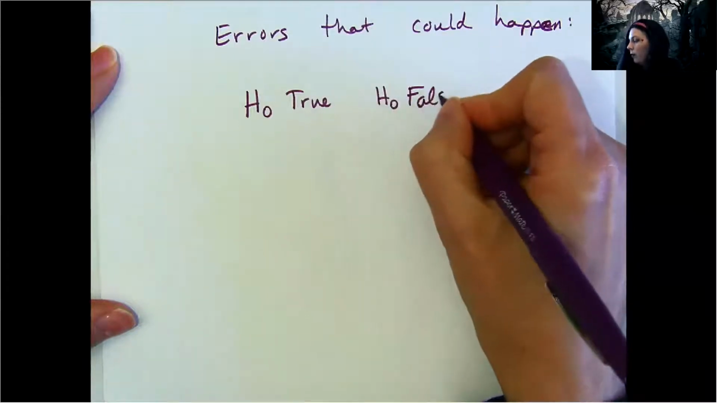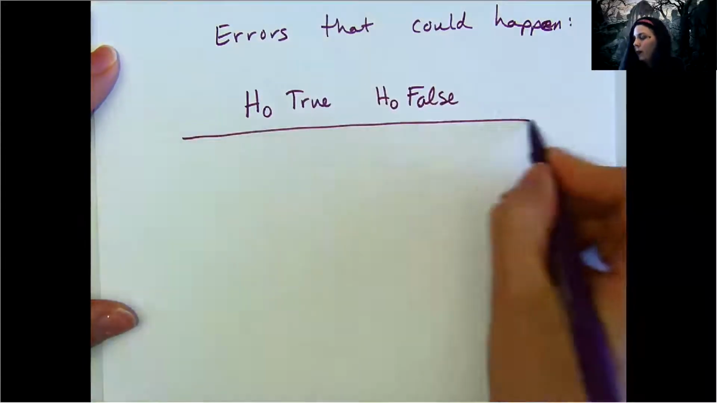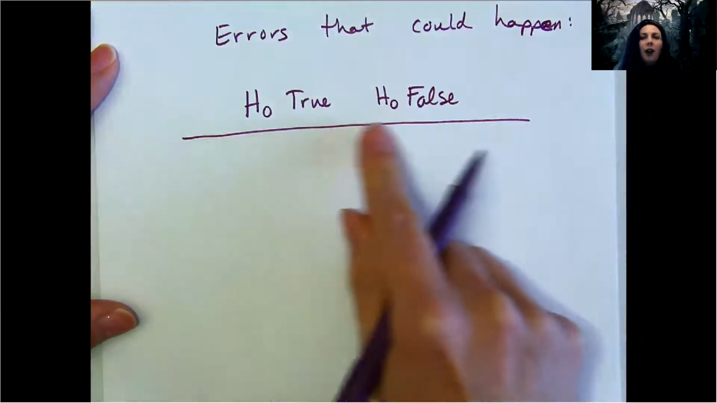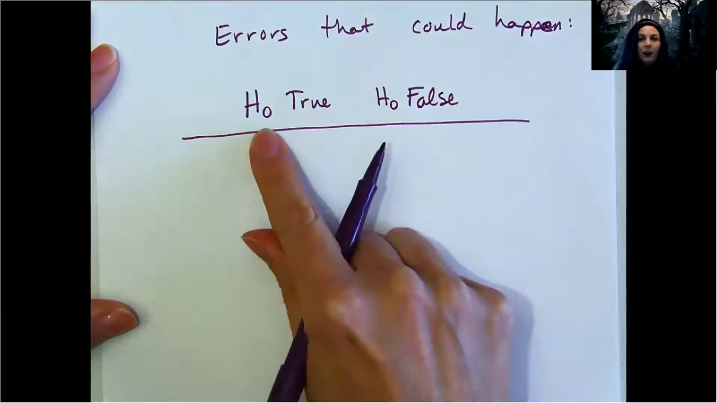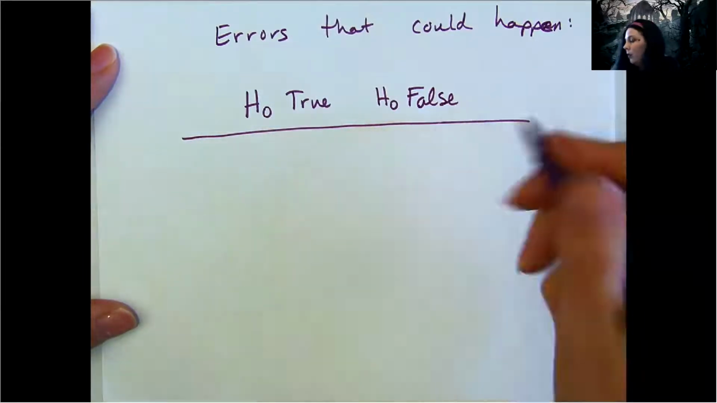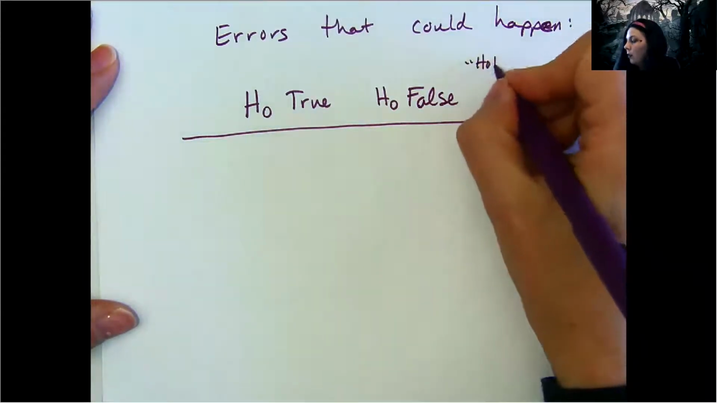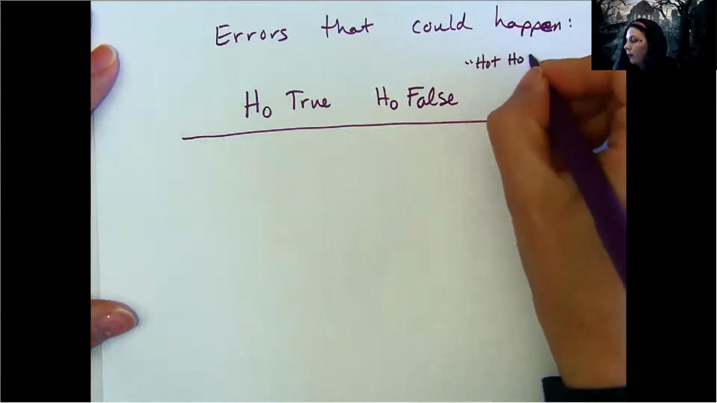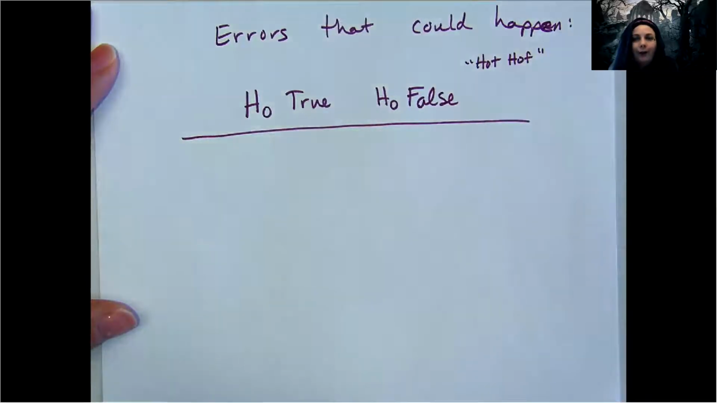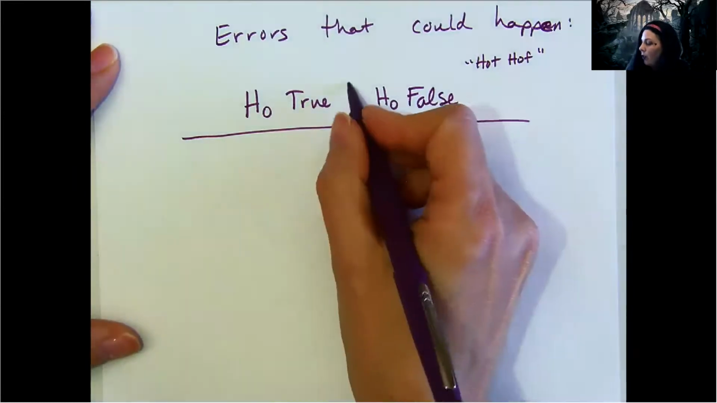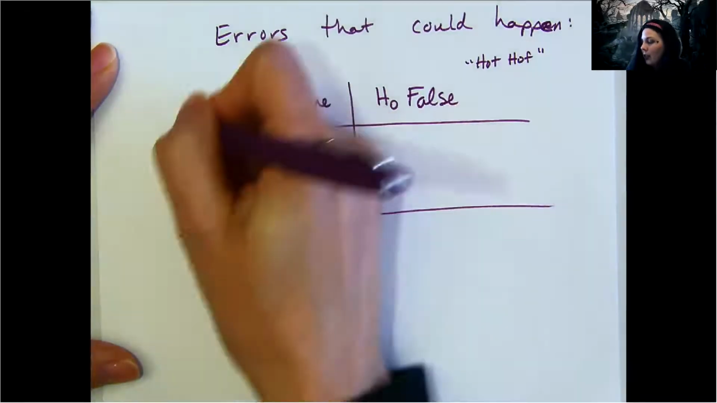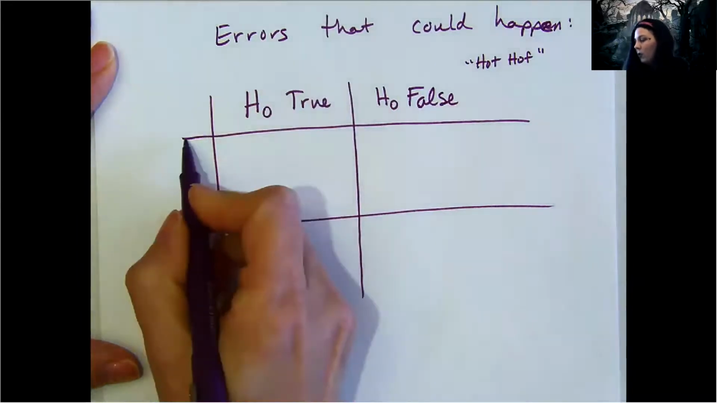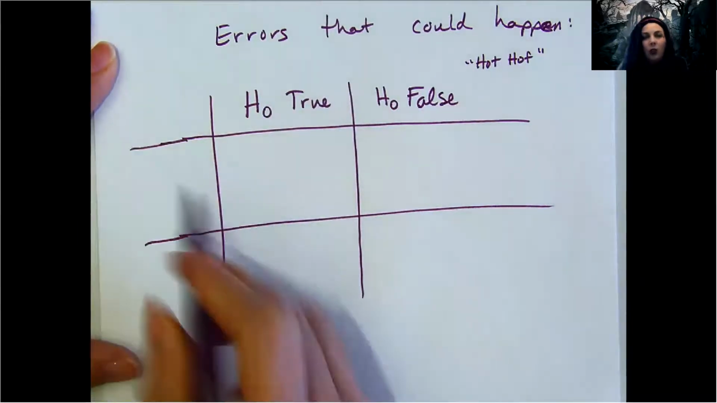H0, false. All right. I call this the Ho-Ho chart. The null hypothesis is true or the null hypothesis is false. Right? Okay. So either the null hypothesis is true or the null hypothesis is false. Those are our two options. And when it comes to significance tests, there's only two outcomes.